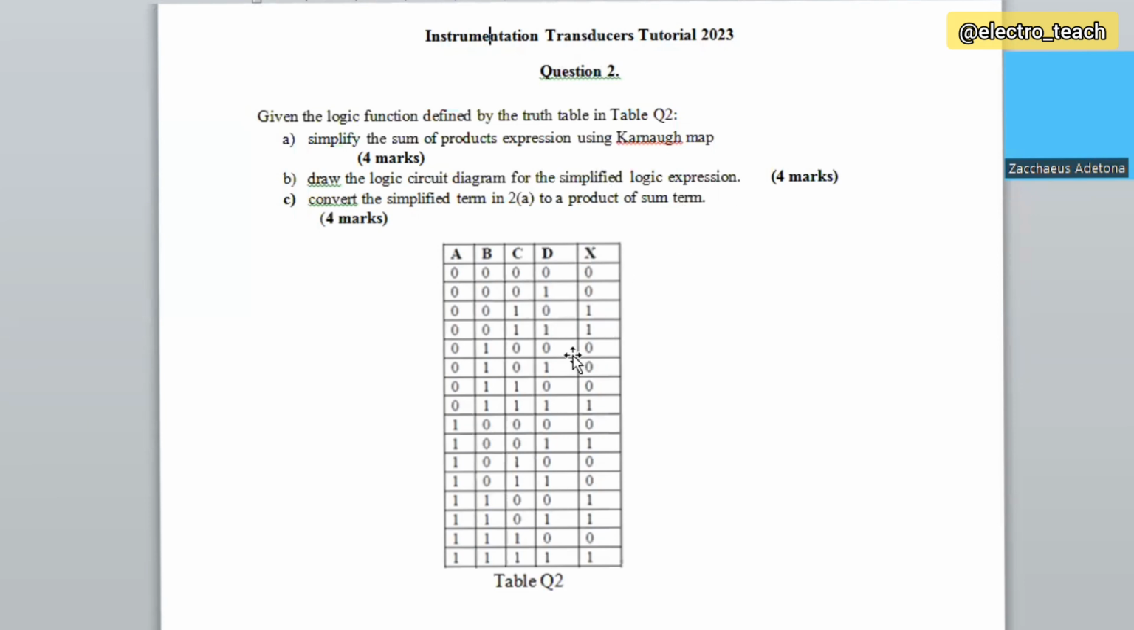After simplifying through a Karnaugh map, we are going to draw a logic circuit diagram to represent that. So first of all, we simplify by Karnaugh map. Then after simplifying it, we draw the combinational logic circuit for that. And the last one, we are going to convert the simplified expression that we obtained from the Karnaugh map in question A into a product of sums. The expression we get out will be a sum of products, then we convert it to a product of sums. We need De Morgan's theorem to achieve that, and that is what question 2 is all about. So pay attention as we do that on the board.